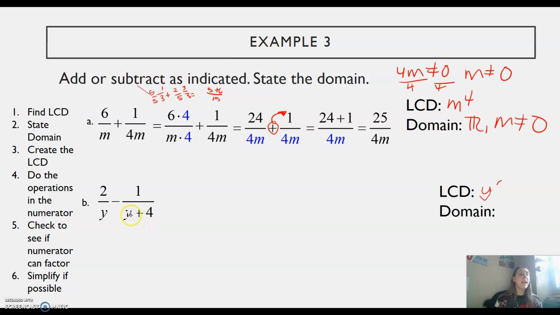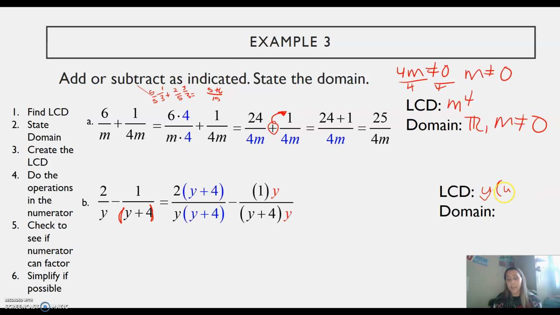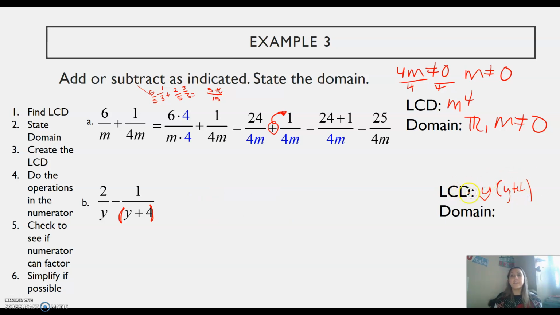Whenever I have a y plus 4, or a variable plus a number, or a variable minus a number, or anything where there's more than one term, and remember terms are separated by pluses and minuses, I'm going to go ahead and put parentheses around these. That way I remember in my head, I cannot separate those. I've got to keep them together. If I'm going to factor them, I'm going to factor them, but I can't. So I'm going to put that parentheses, and I'm going to put y and y plus 4. All right, so that is my LCD.